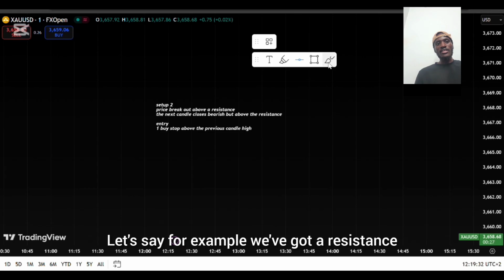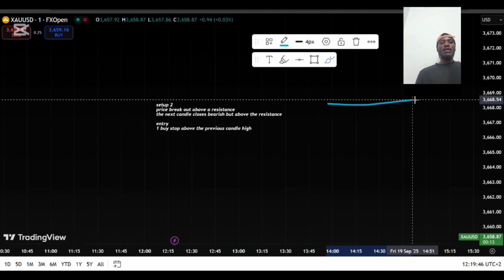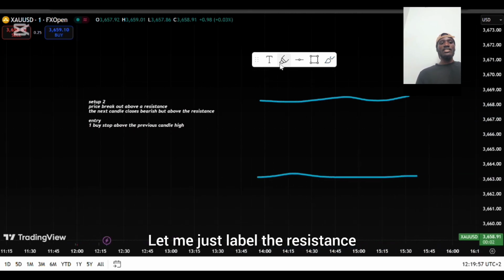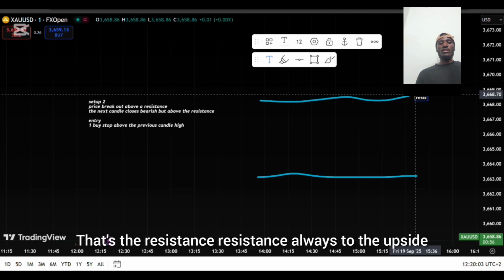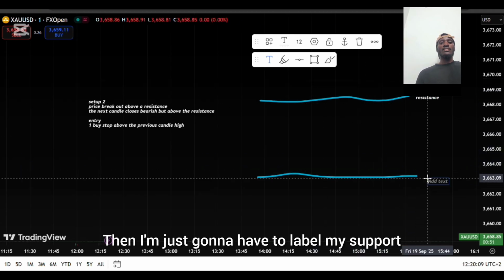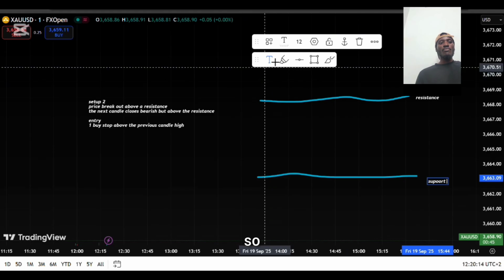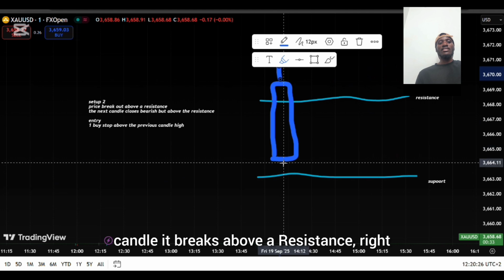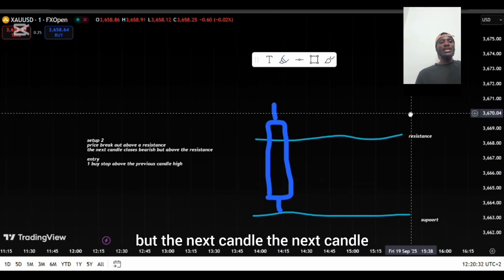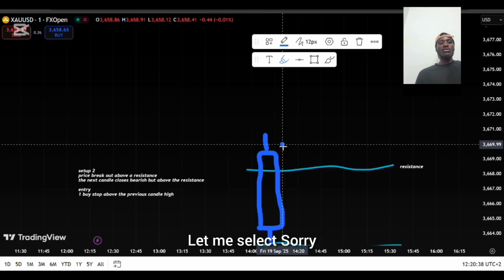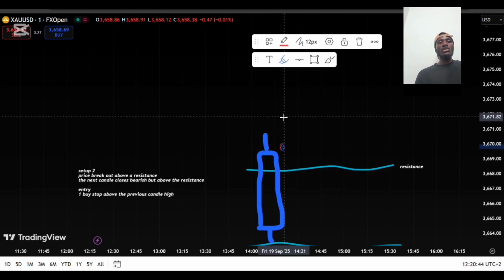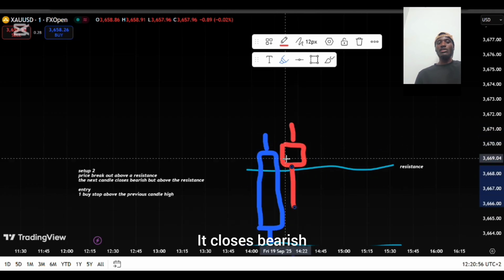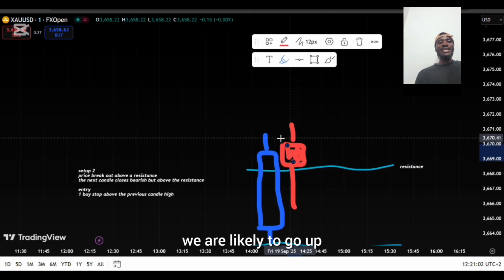So let's say, for example, we've got a resistance and a support. Let me just label the resistance. That's the resistance always to the upside. Then I'm just gonna have to label my support to the downside, right? So let's say, for example, this candle breaks above a resistance, right? That is the breakout candle. But the next candle, let me select the color to red. The next candle closes bearish but respecting the resistance, right? It closed bearish, but respecting the resistance, we are likely to go up.